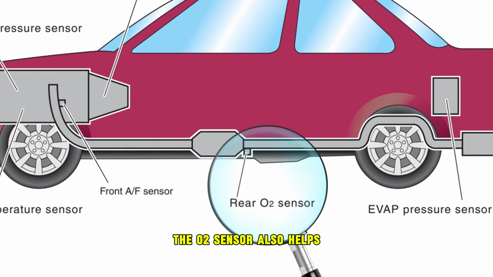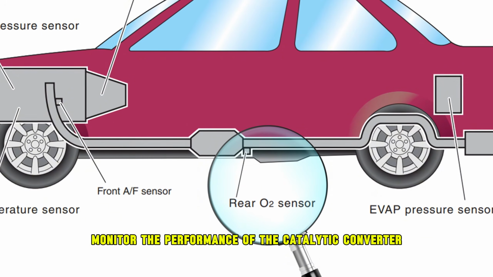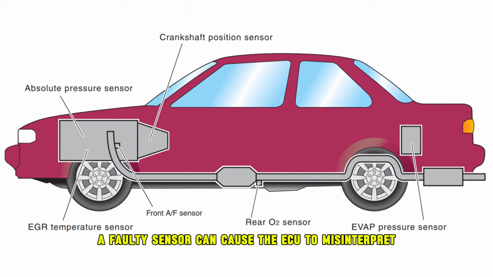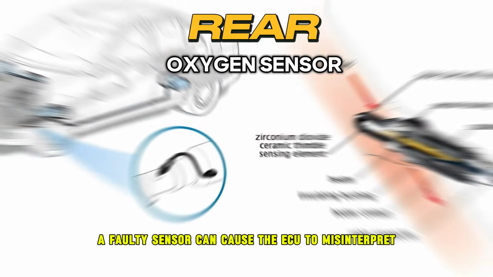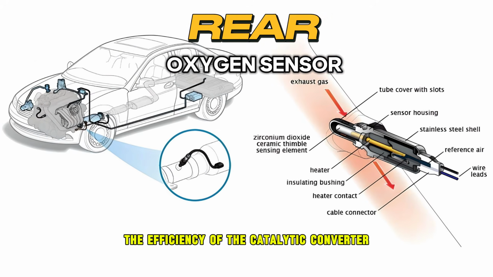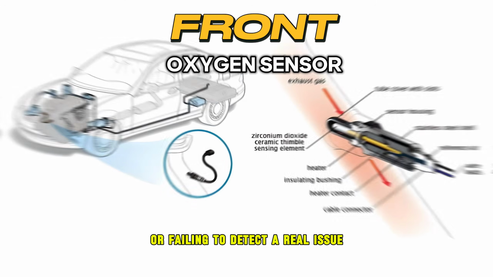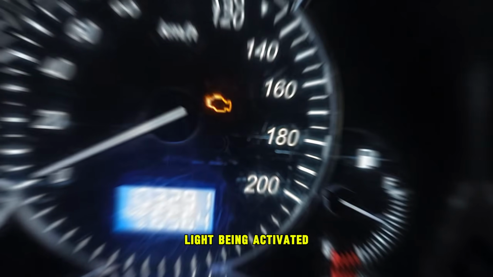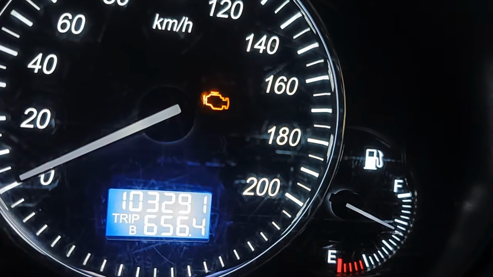The O2 sensor also helps monitor the performance of the catalytic converter, which reduces harmful emissions. A faulty sensor can cause the ECU to misinterpret the efficiency of the catalytic converter, potentially indicating a problem where there isn't one, or failing to detect a real issue. This can also lead to the check engine light being activated.